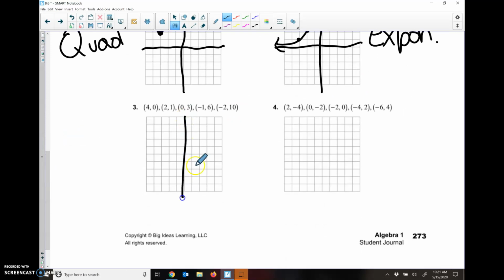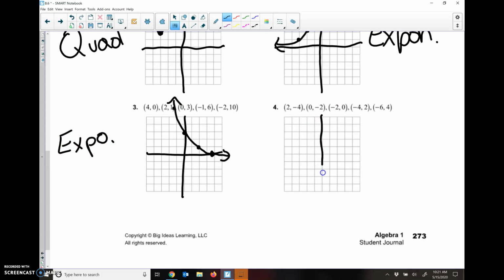Number 3. So I'm at 4 and 0, 1, 2, 3, 4, 2 and 1, 0 and 3, negative 1 and 6. Same thing, it looks like I'm going to have that smooth curve there. So this is going to be another exponential one.